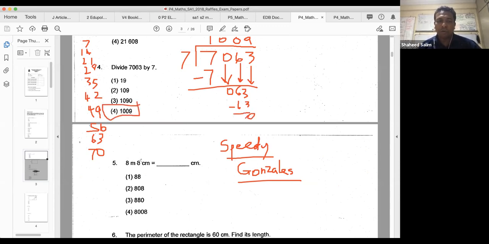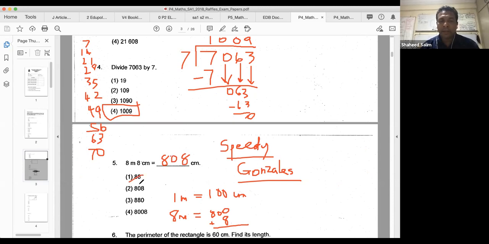Now for this one, 1 meter is 100 cm. 8 meters is 800 cm. 1 meter is 100 cm, 2 meters 200 cm, 8 meters is 800 cm. So this is 800 cm down here. Then you have 8 cm. So you plus 8 cm. 800 plus 8 is 808 cm. Okay, can you see? So this one, 800 cm plus 8 cm, 808.